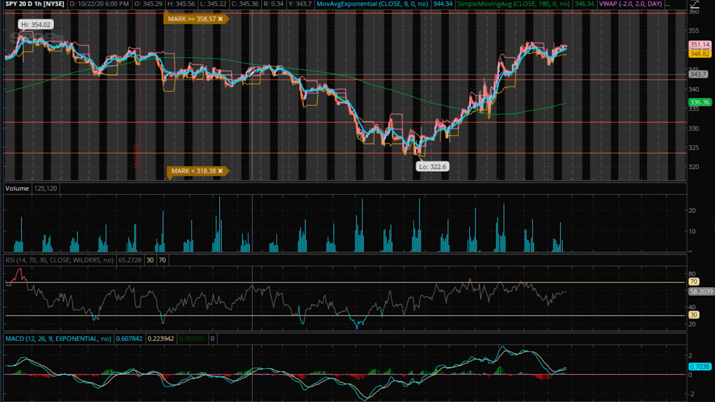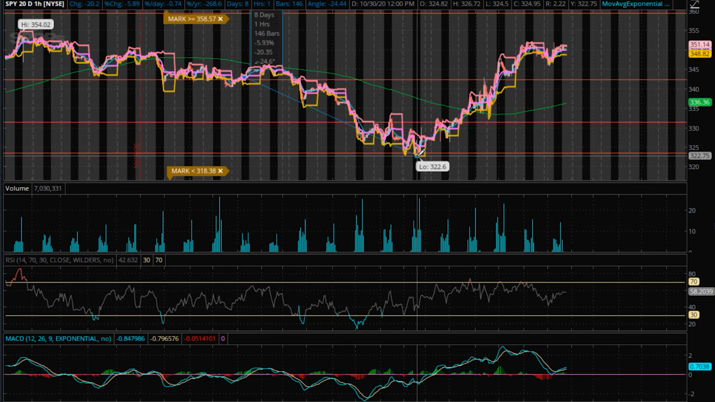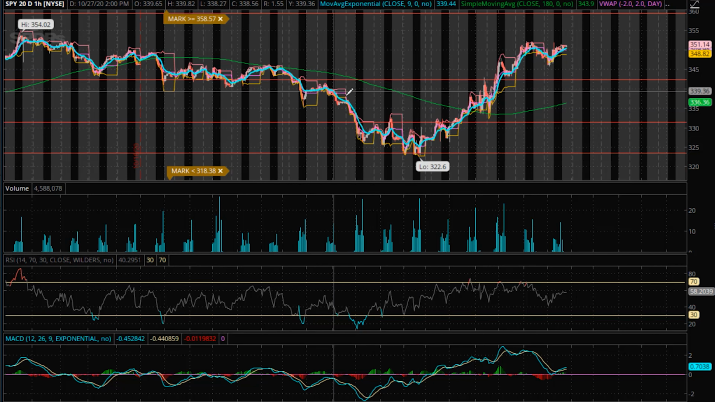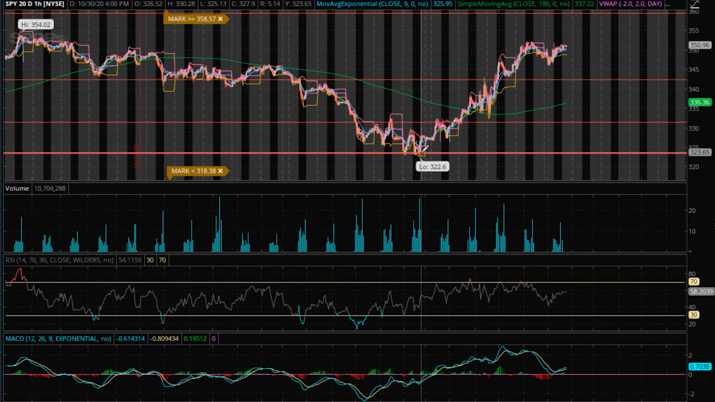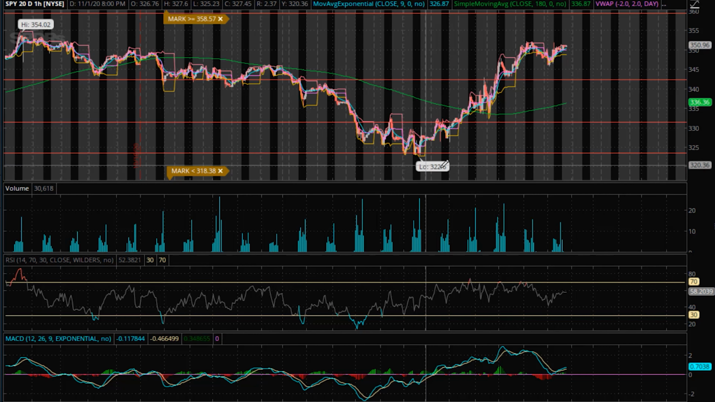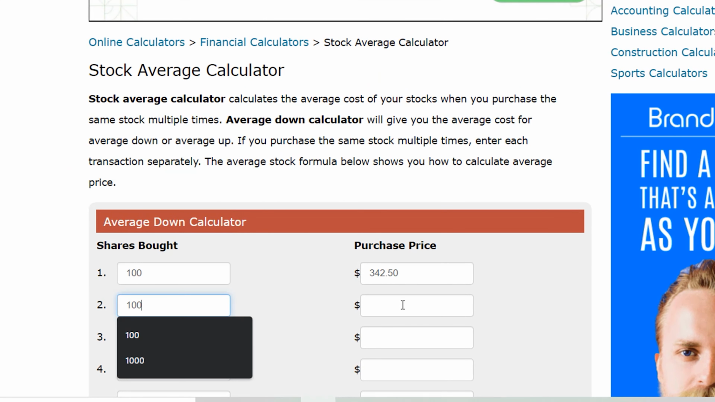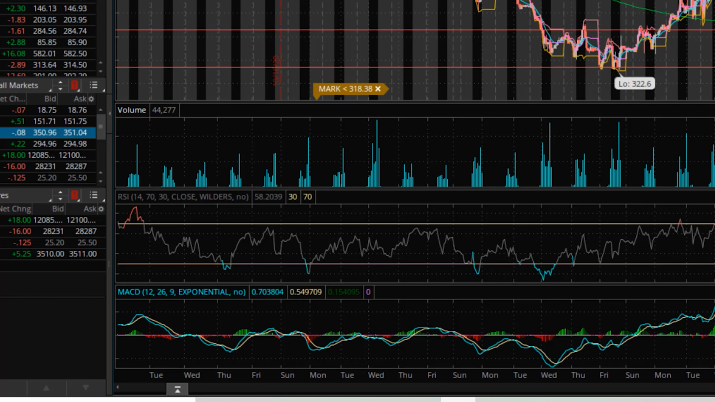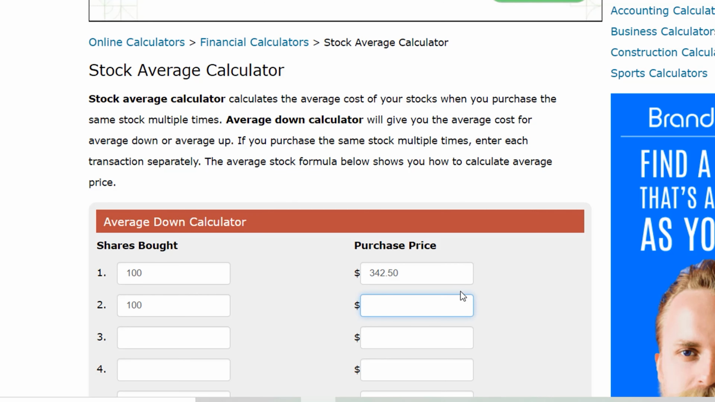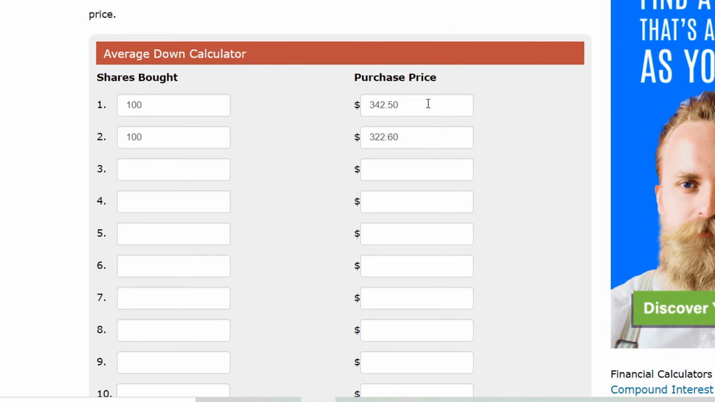So the market starts falling down, and it fell down about 6%. It was a really bad week. It bounces over here at $322.60. So let's go ahead and say we bought another 100 shares at $322.60. I'm getting old, I already forgot the number. So again, we purchased the first 100 shares at this price, and then another additional 100 shares at a much lower price. We're averaging down.